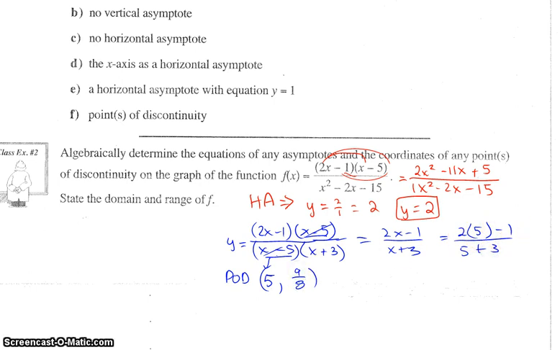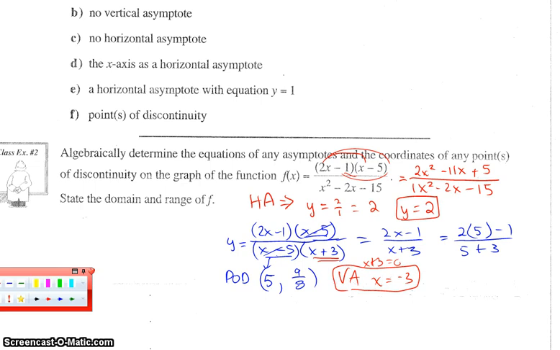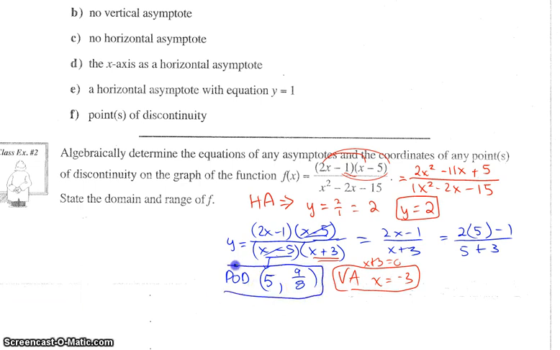And there we go. Vertical asymptote, okay, would be any factor that didn't cancel set to 0. So x plus 3 equals 0 would be x equals negative 3 for our vertical asymptote. Good. So we have a point of discontinuity at 5 and 9/8 and a vertical asymptote at x equals negative 3. Okay, so we've got all the asymptotes and points of discontinuity.